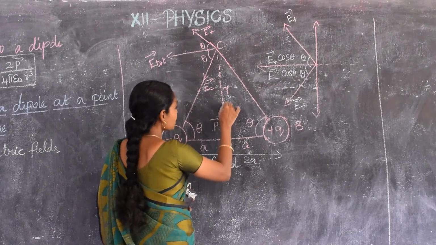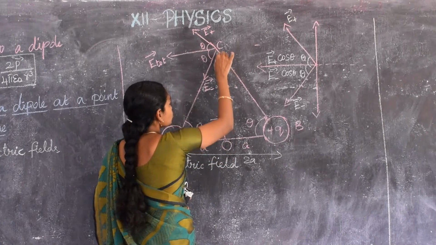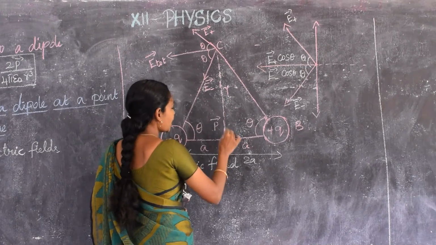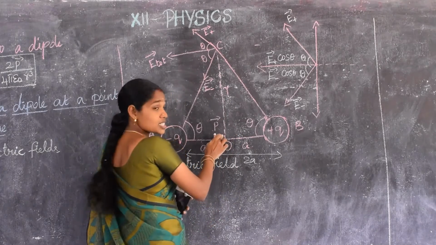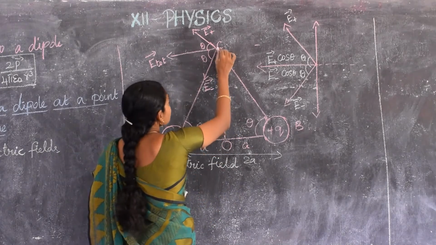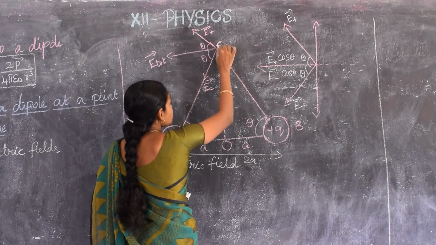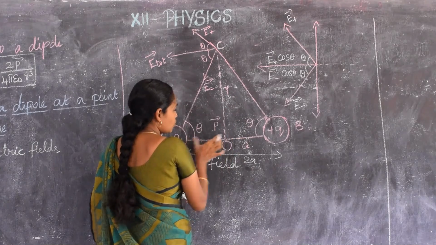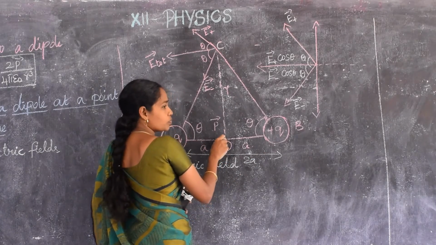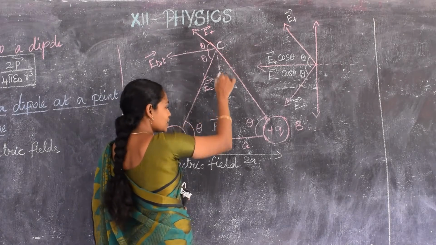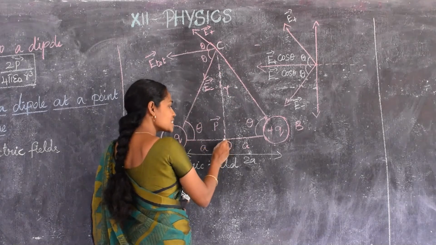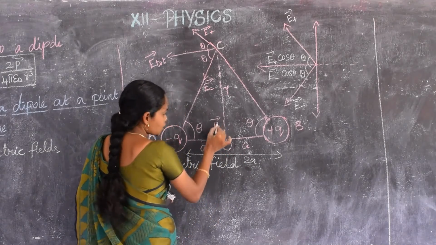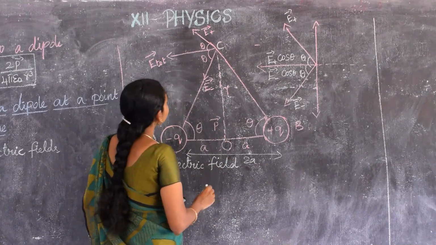Now, this line, the perpendicular bisector, is known as the equatorial line. Let us mark point C on this equatorial line. It is located at a distance of r from the center of the dipole. So, C is located at a distance of r from the center of the dipole. The center is O. This is the direction of the dipole, p vector.